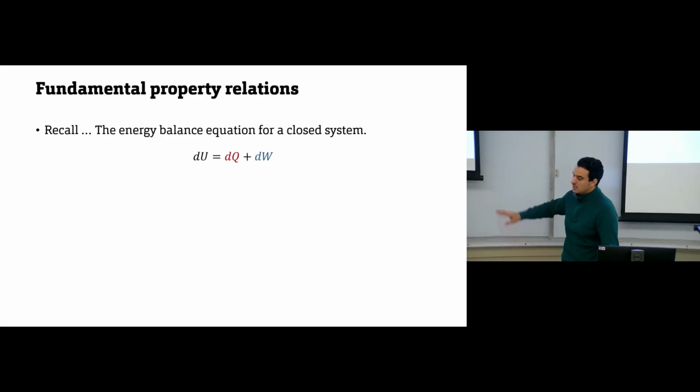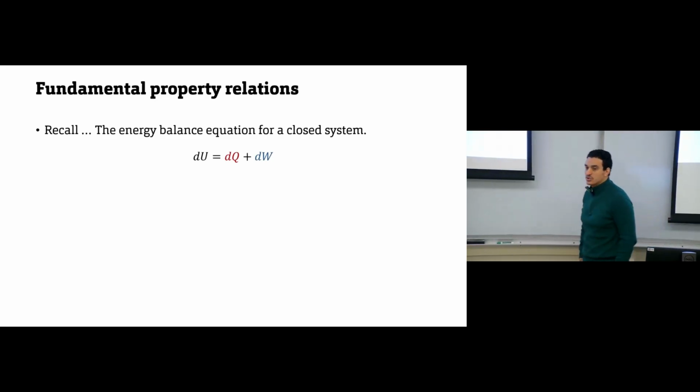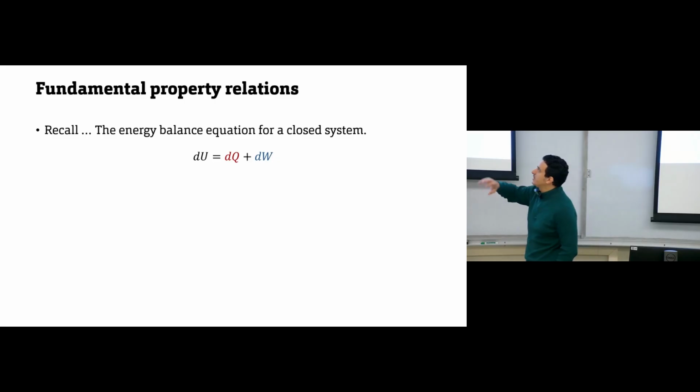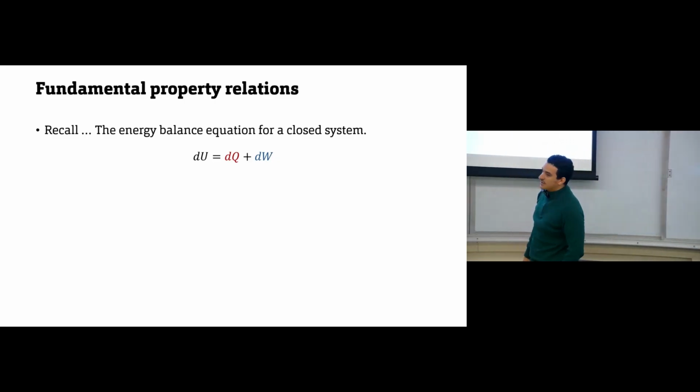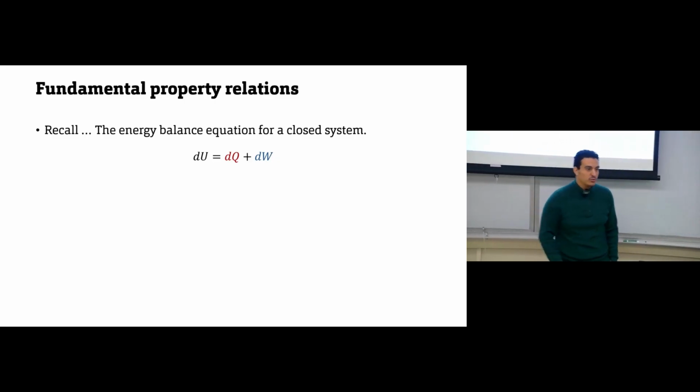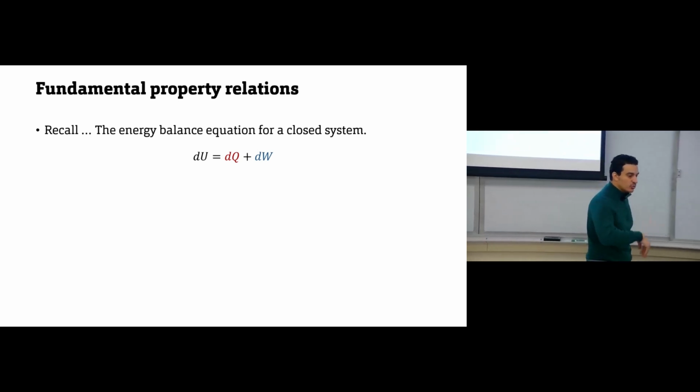So if we start with the fundamental property relations, recall the energy balance equation for a closed system. The change of internal energy equals the amount of heat added to or removed from the system plus the amount of work done by the system or removed by the system.